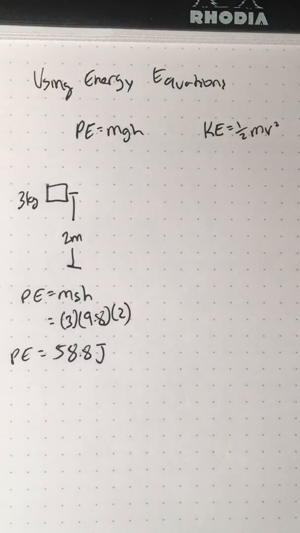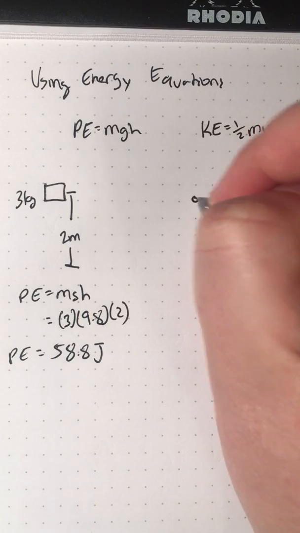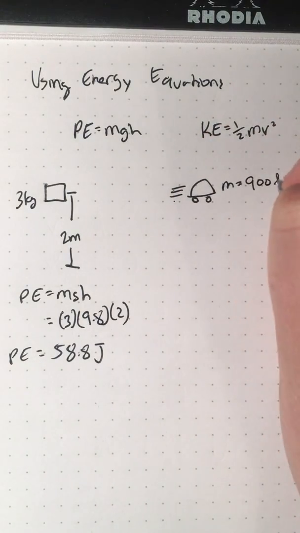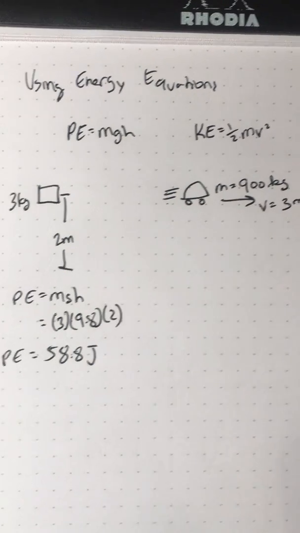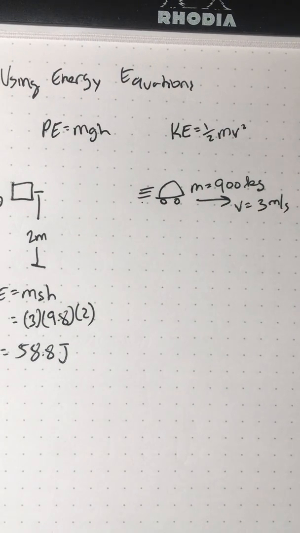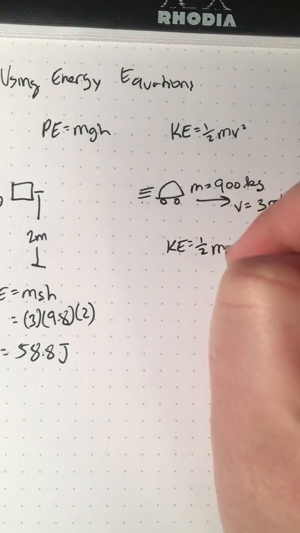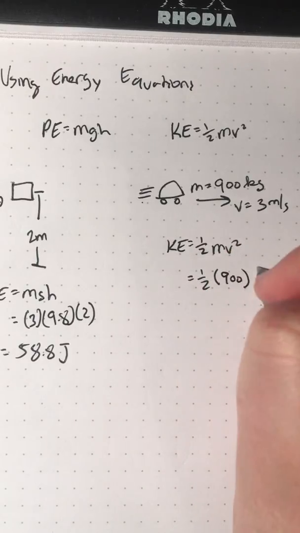It's easy. Kinetic energy is just a little bit more complicated because you've got to watch your order of operations to make sure that you deal with your squareds correctly. So let's say in this case that I've got a 900 kilogram car, and it's running with a velocity of 3 meters per second. So KE equals 1/2 mv squared, so 1/2 times 900 times 3 squared.